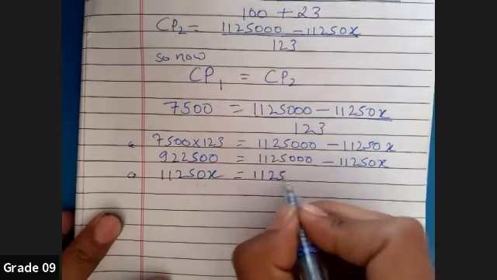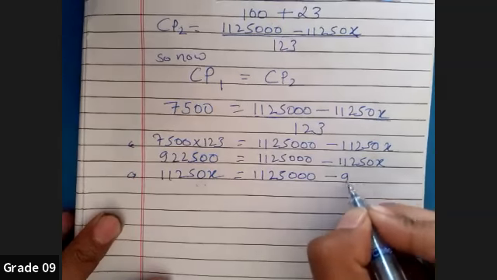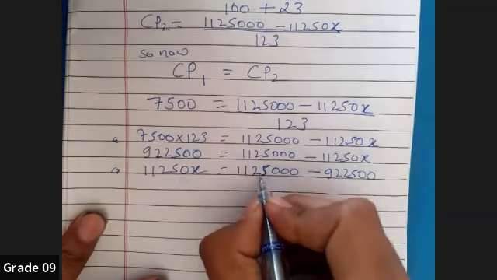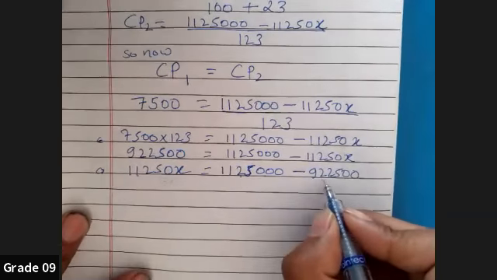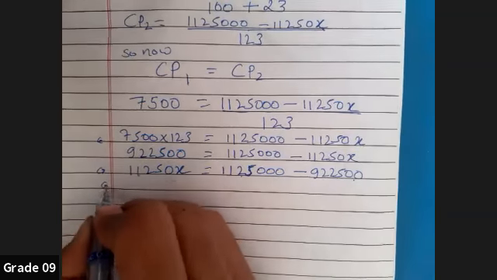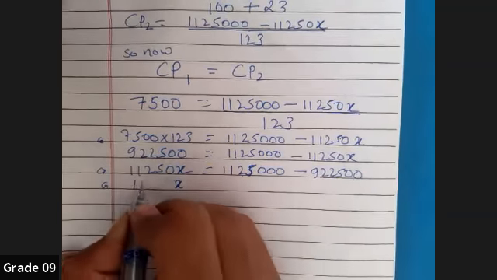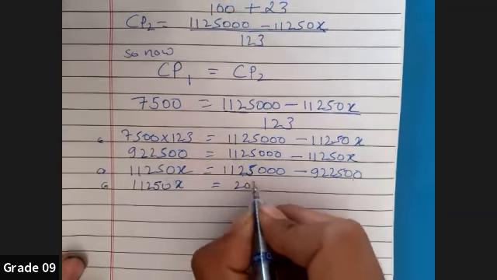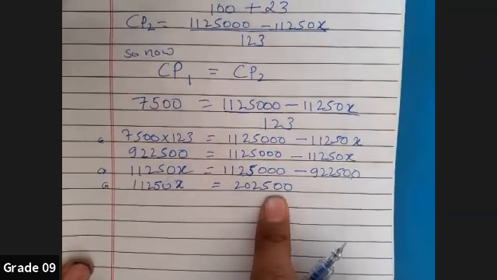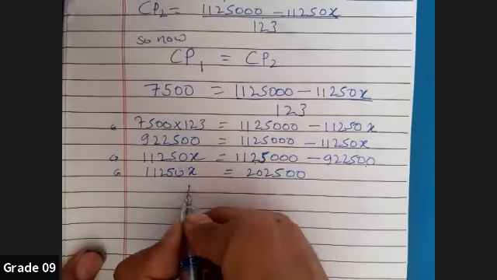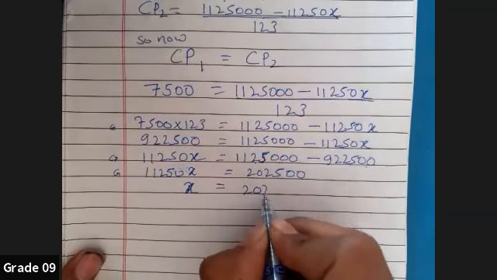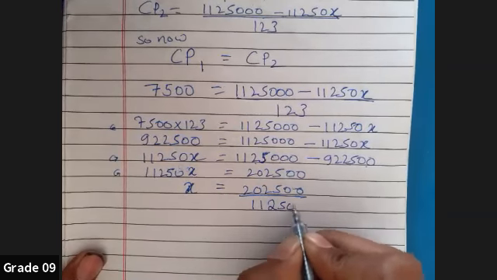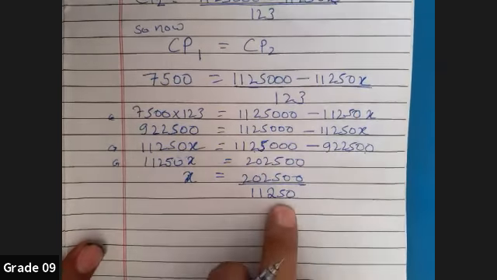So 1125000 minus 9225000. Can you subtract this also? 1125000 minus 9225000. 202500. Okay, this came. Now last help, Raisa. You are the only one doing it, that's why I'm asking you. Can you divide this? Thank you, Raisa. Now this will be divided.